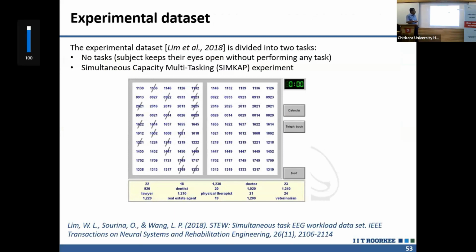These are SimCap experiments. There are two parts. He has to understand whether some numbers are repeated on the right side as well. These are the primary work, and simultaneously he will be asked some other questions: what is the driver's name, what is your mate's name, what is he doing, or what is the multiplication. So multiple tasks, multitasking, will happen in this data set. Simultaneous capacity multitasking experiment, SimCap.